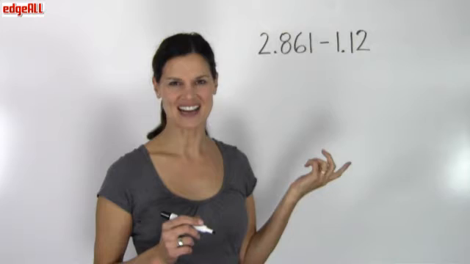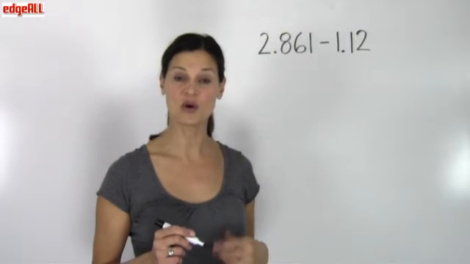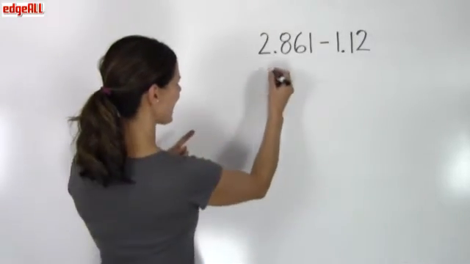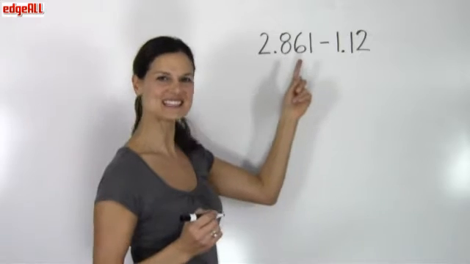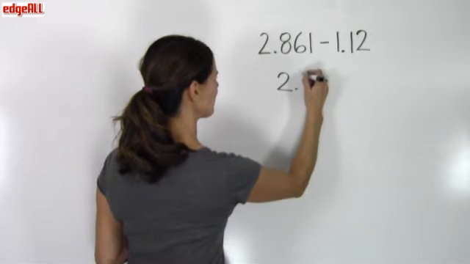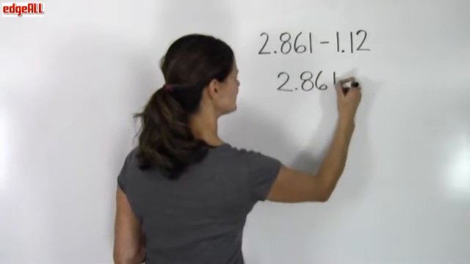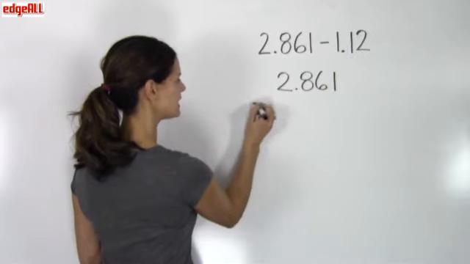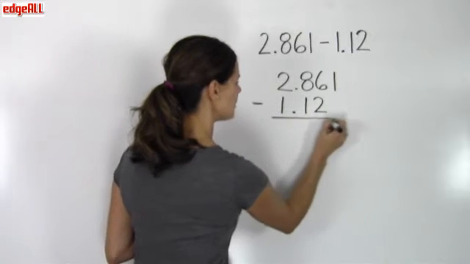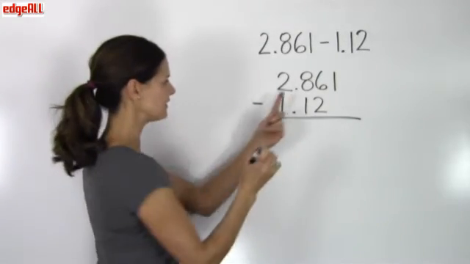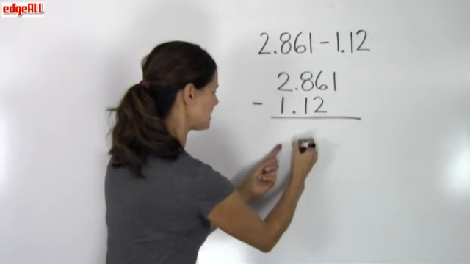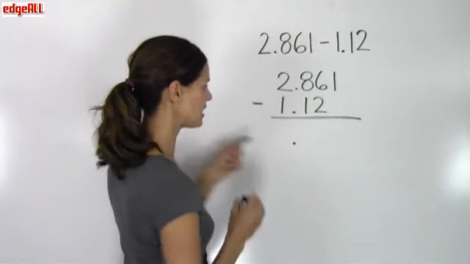This problem of subtracting decimals is a little bit more complex, but we're going to use the method of lining them up vertically and subtracting. So let's look at 2.861 minus 1.12. So I start with my 2.861 first, and then I'm going to subtract 1.12. Now notice, first of all, that I have lined up my decimal points in the two numbers, and that is also going to be in my answer where my decimal point goes.